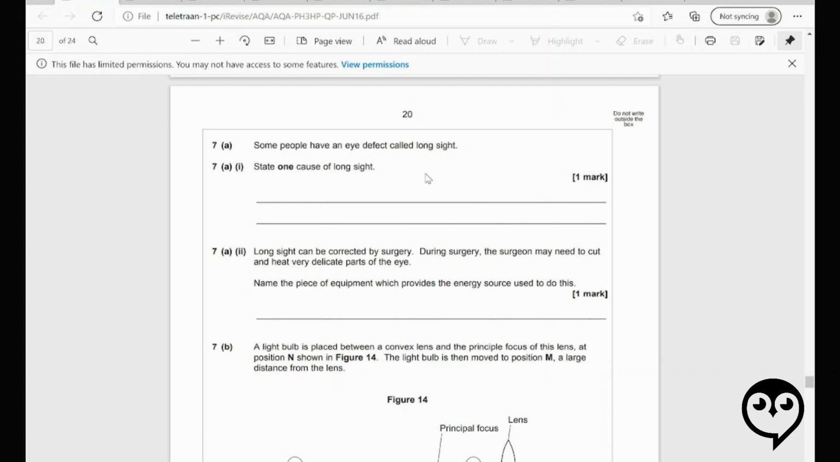Okay, let's move on to number 7 of the same paper. There's quite a few lens and perception questions in the AQA syllabus. What's one cause of long sight? You could say something like the lenses aren't working properly, the eyeball's not completely round, weakened muscles controlling the flexibility of the lens, something along these lines. We'll look at the mark scheme in a moment.